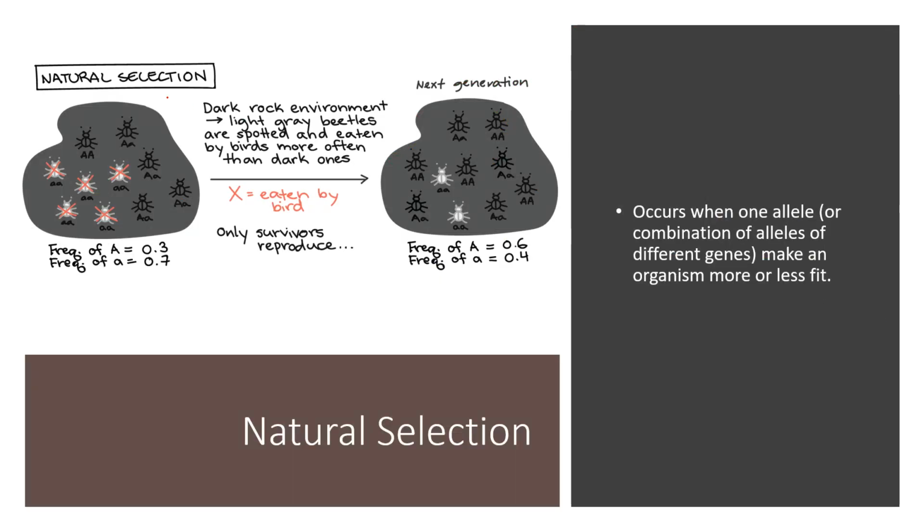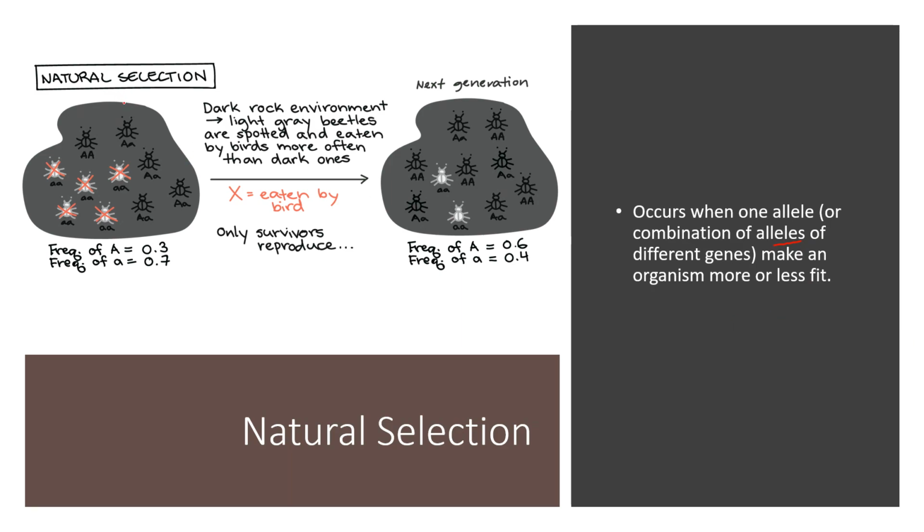All right, so the last one, remember, we're going through the 5 criteria to meet Hardy-Weinberg. The last one is natural selection. And so this is just a brief review, but remember, natural selection is the idea that organisms that contain the alleles that are better adapted to their environment will survive more. So it's going back to this idea of being more or less fit.